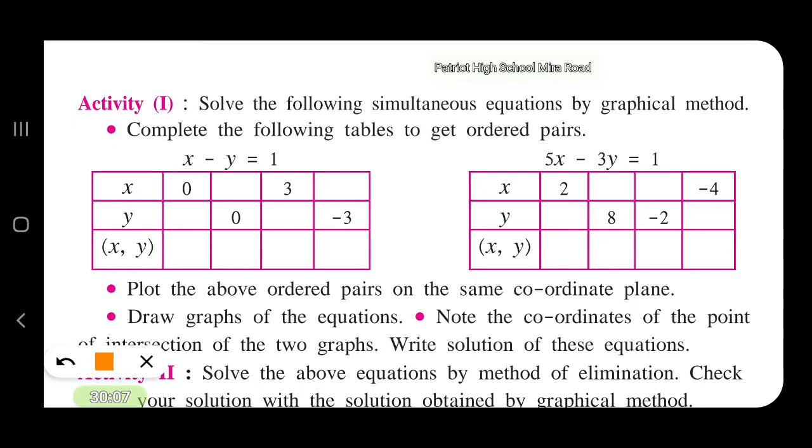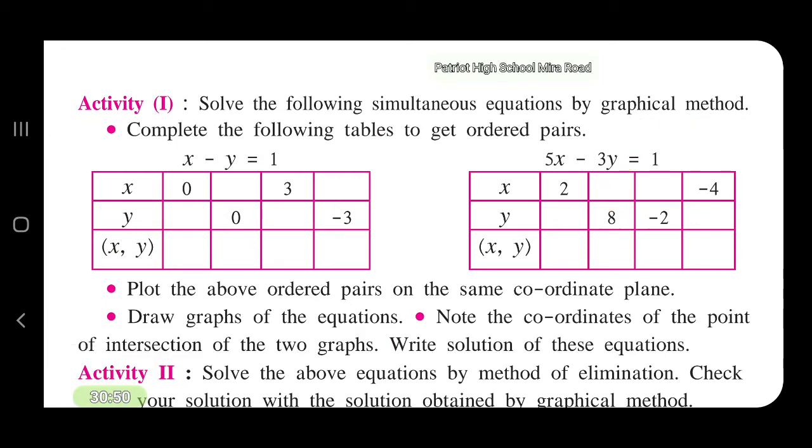So we have 5x minus 3y is equal to 1. We will substitute the value of y as 8. So it will be 5x minus 3 into 8, which is 24, is equal to 1. Therefore 5x is equal to 25, or x will become 5. 5 5s are 25, so x will be 5. So your next ordered pair is (5, 8).